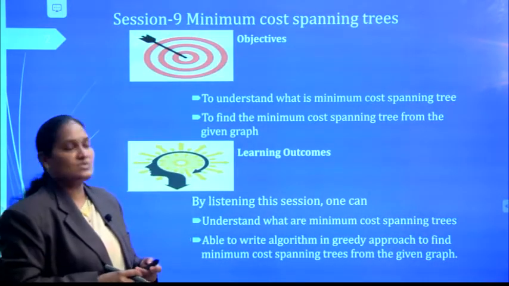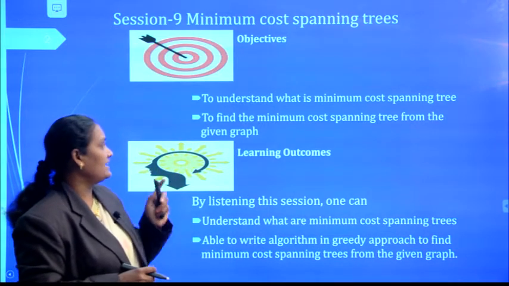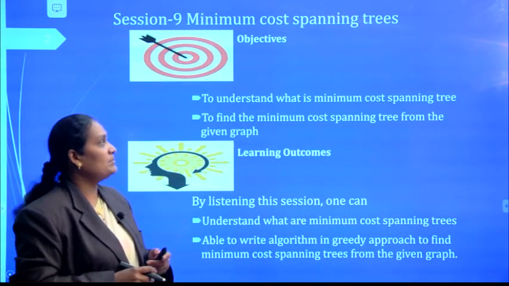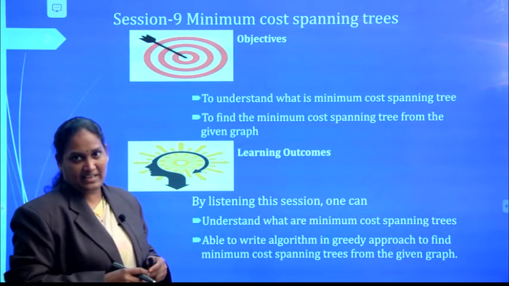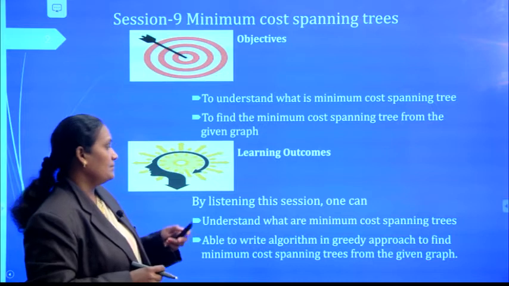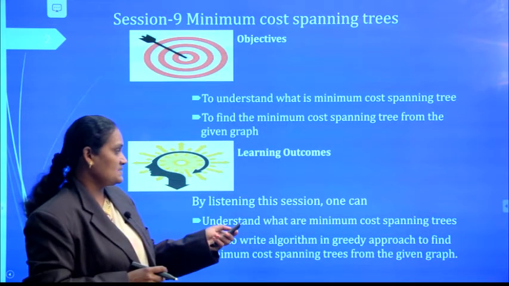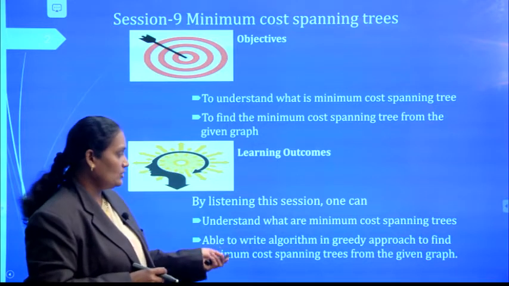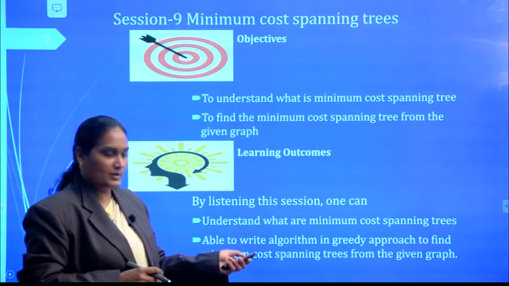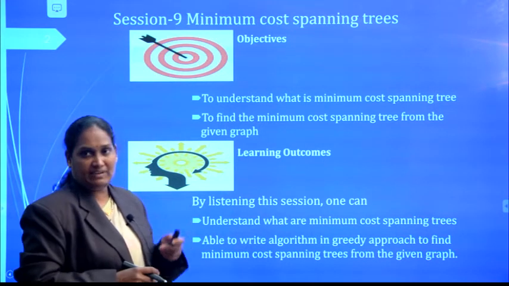The main objectives of this session are to understand what a minimum cost spanning tree is and to find the minimum cost spanning tree from the given graph. The learning outcomes of this session are that, by listening to this session, one can understand what minimum cost spanning trees are and is able to write an algorithm in the greedy approach to find minimum cost spanning trees from the given graph.